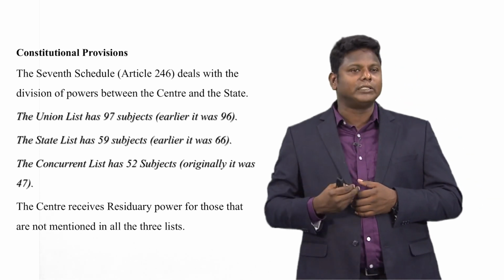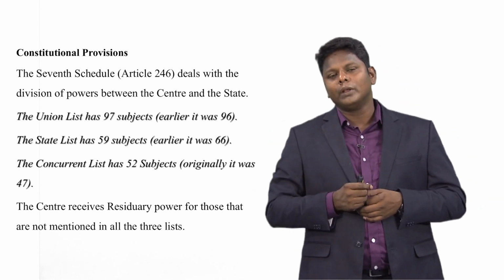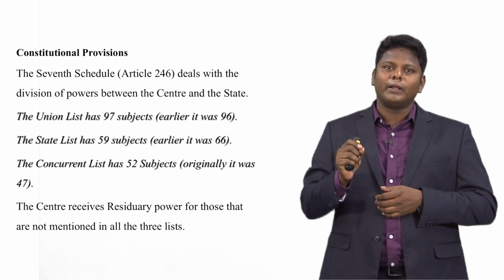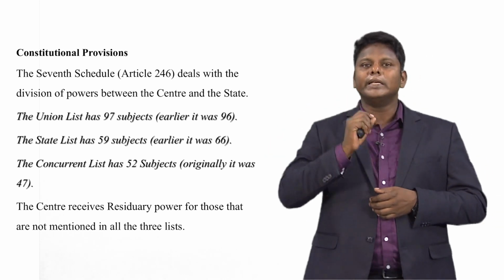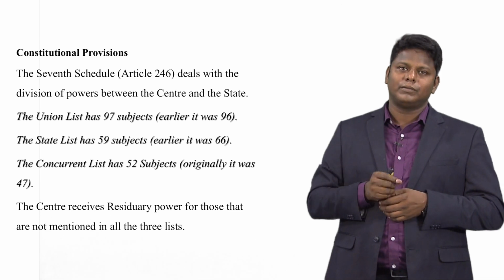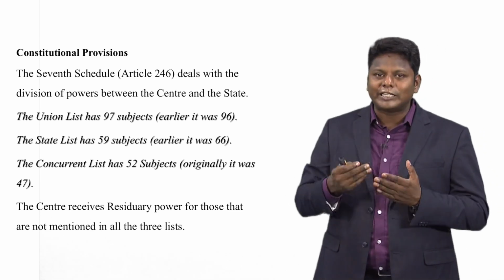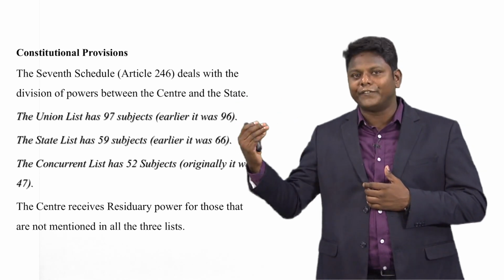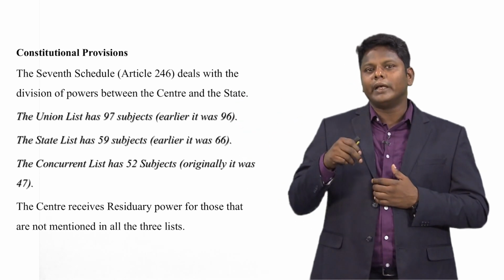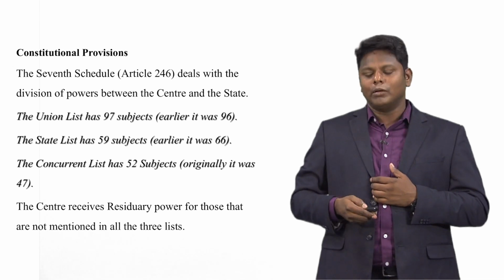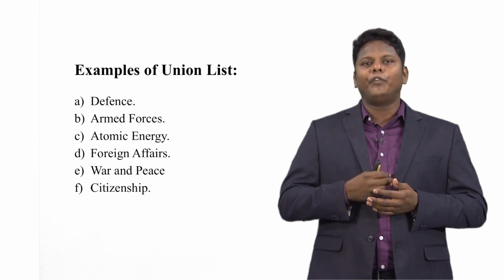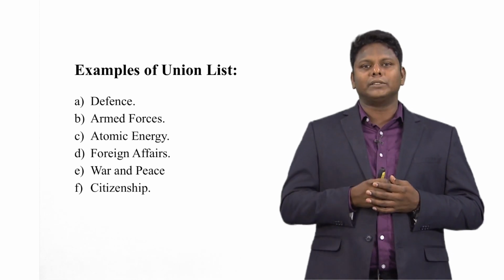Apart from these 3 lists, list 1, list 2, list 3, there is something called residuary power. This residuary power lies in the hands of the center. Whatever subjects are not mentioned in these 3 lists, whatever is left, comes under residuary power of the center. Okay, now let us discuss a few examples of union list.